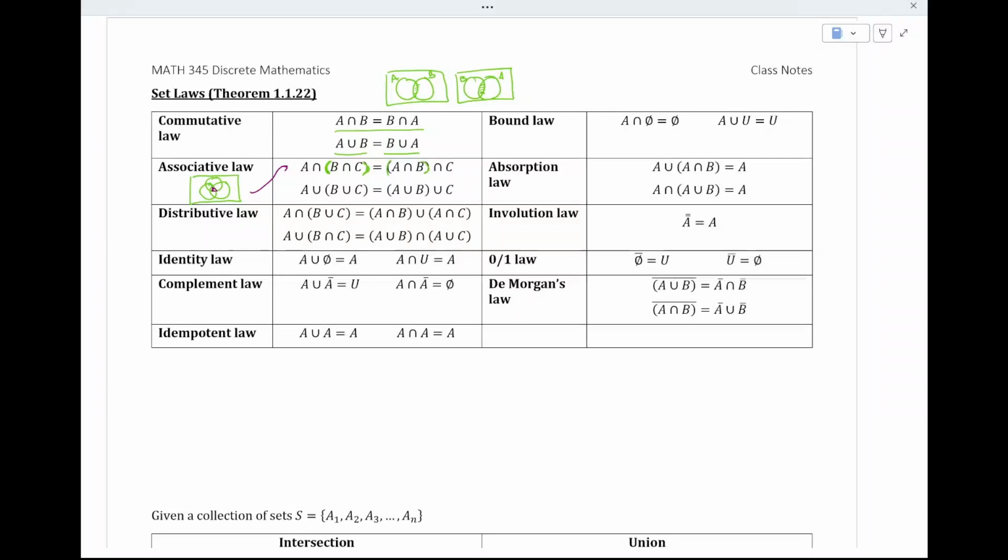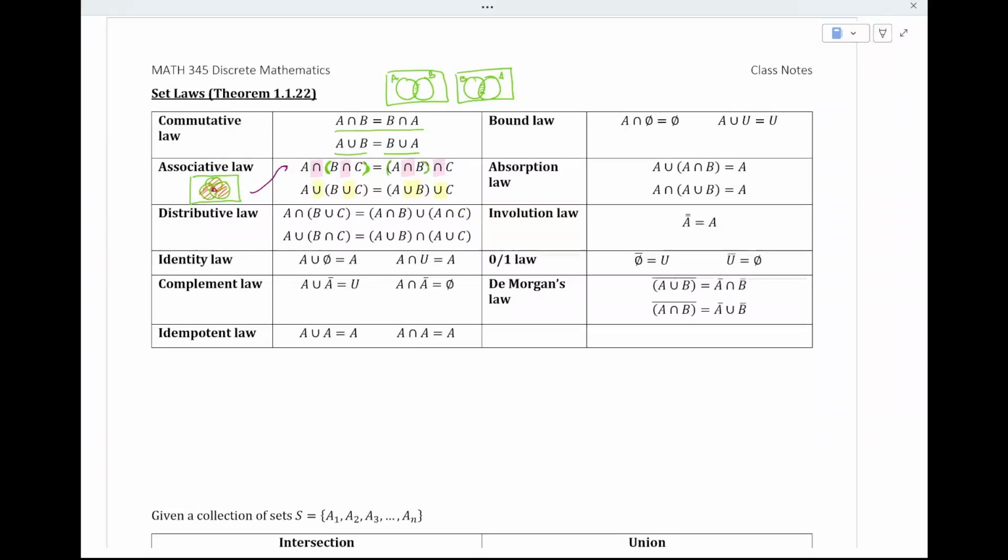And similarly with the union, A union B union C is going to be all of this. And it doesn't matter which part I union first. Distributive law. The difference between associative and distributive is that in this associative law, all of my symbols were the same. I have A intersect B intersect C, and then this second one, I had all unions. So in this distributive law, I've got a mix of intersections and unions, and how am I going to deal with that?